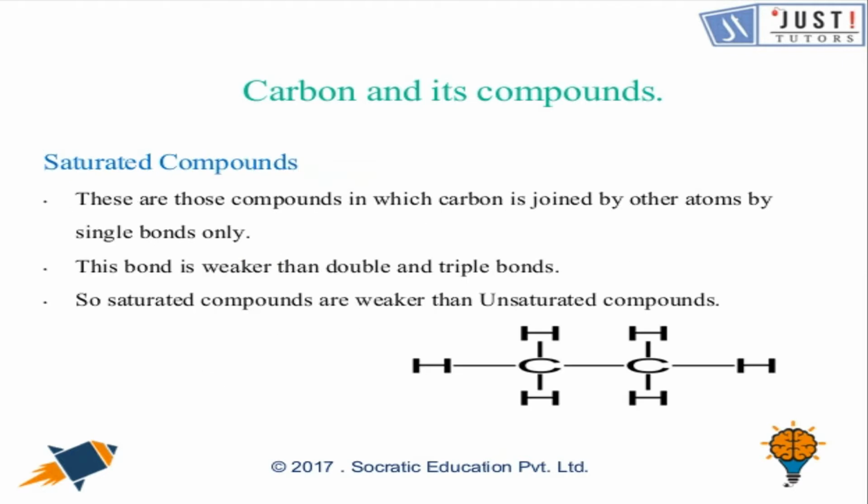Let's talk about saturated compounds. As we discussed, these compounds are joined with other atoms by single bonds only. This bond is weaker than a double and triple bond. So that's why saturated compounds are weaker than unsaturated compounds.